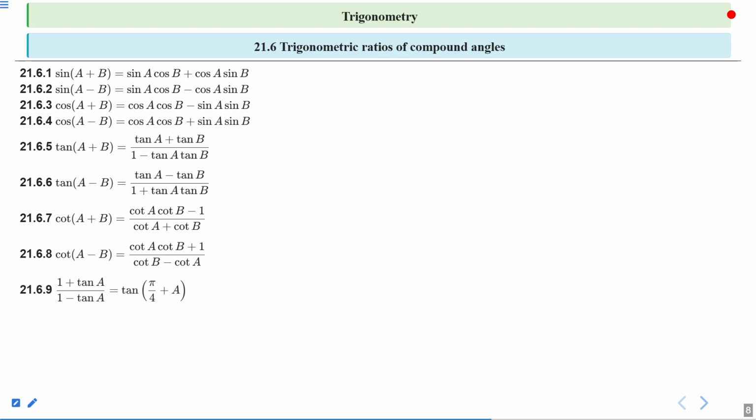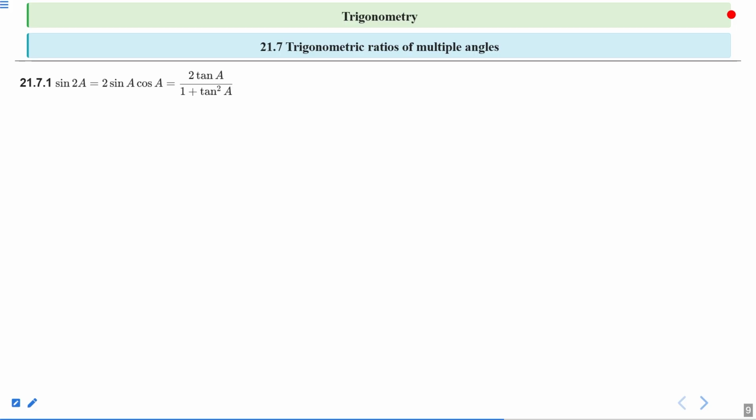So next one is (1 plus tan A) upon (1 minus tan A) equals tan in the bracket (pi by 4 plus A). Next one is (1 minus tan A) upon (1 plus tan A) equals tan in the bracket (pi by 4 minus A).